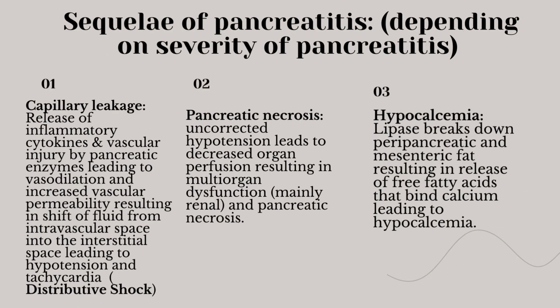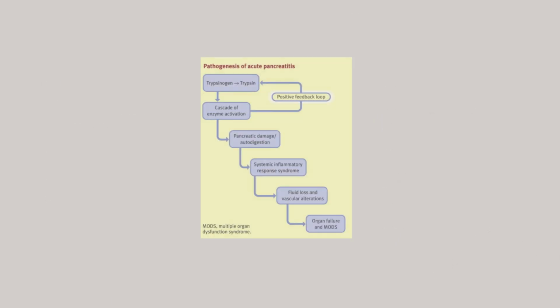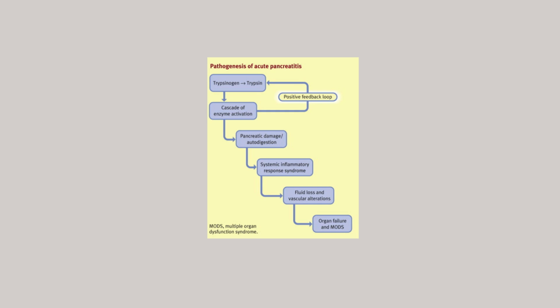Capillary leakage leads to the release of inflammatory cytokines and vascular injury by pancreatic enzymes, leading to vasodilation and increased vascular permeability, resulting in shift of fluid from intravascular space into the interstitial space, leading to hypotension and tachycardia. Distributive shock and pancreatic necrosis occur because uncorrected hypotension leads to decreased organ perfusion, resulting in multi-organ dysfunction, mainly renal, and pancreatic necrosis. Hypocalcemia occurs because lipase breaks down peripancreatic and mesenteric fat, resulting in release of free fatty acids that bind calcium, leading to hypocalcemia. This flow chart shows the pathogenesis of acute pancreatitis.